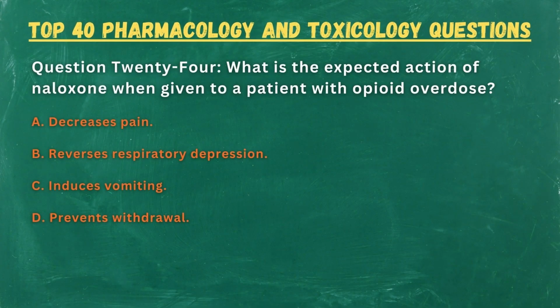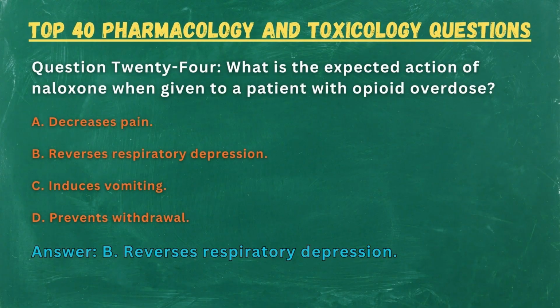Answer: C. Hypertension. Question 24. What is the expected action of naloxone when given to a patient with opioid overdose? A. Decreases pain. B. Reverses respiratory depression. C. Induces vomiting. D. Prevents withdrawal.